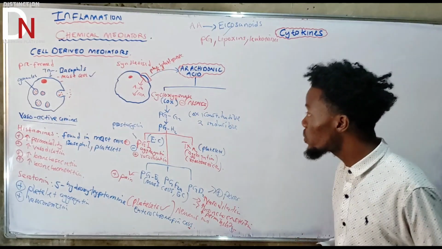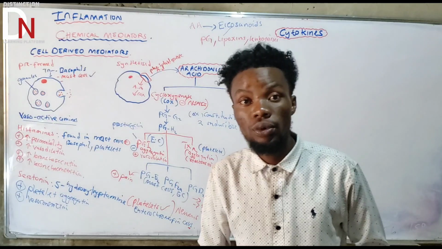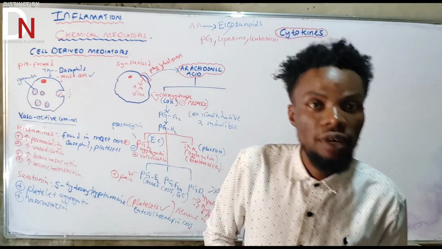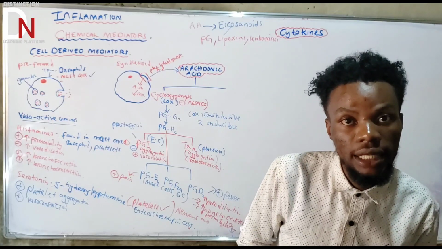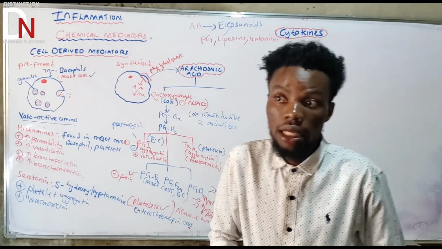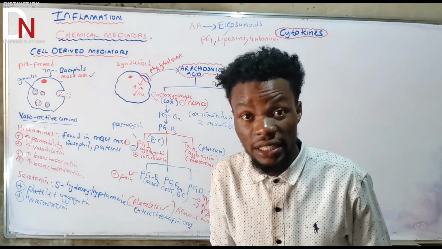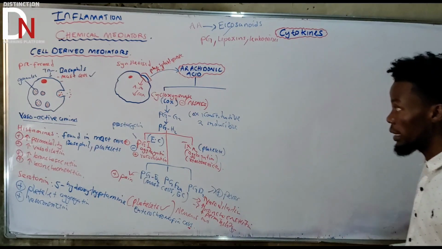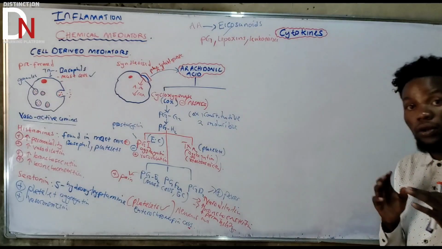No wonder COX-2 inhibitors are going to be contraindicated in someone having cardiovascular diseases like coronary artery disease or ischemic heart disease, as well as someone having a cerebrovascular accident, CVA. They are going to be contraindicated in that.